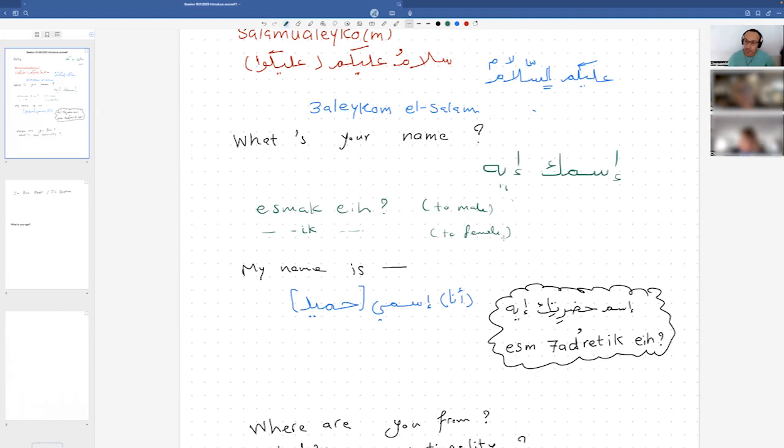The female form relates to the person you're talking to. Exactly, you're talking to a male or to a female. So when I ask you, Barbara, about your name, I say اسمك إيه. But if I'm talking to a male student, I will ask him اسمك إيه.